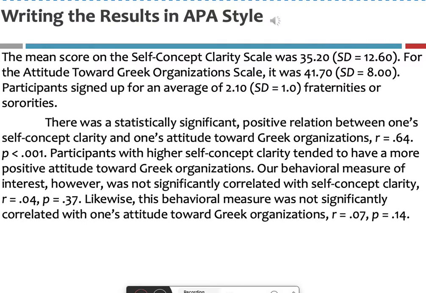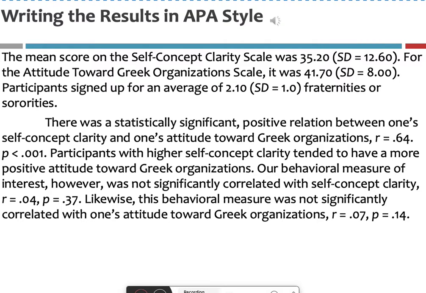And so they reported the relationship between self-concept clarity and attitude toward Greek organization. And then using their behavioral measure of interest, it was not significantly correlated with self-concept clarity. So they provide another example here, or two examples of non-significant effects. So the behavioral measure of interest and the self-concept clarity had a correlation of 0.04, so really close to zero, so tiny, but also not statistically significant. So if we look here, that p-value is 0.37, which is greater than 0.05. So that is not statistically significant.